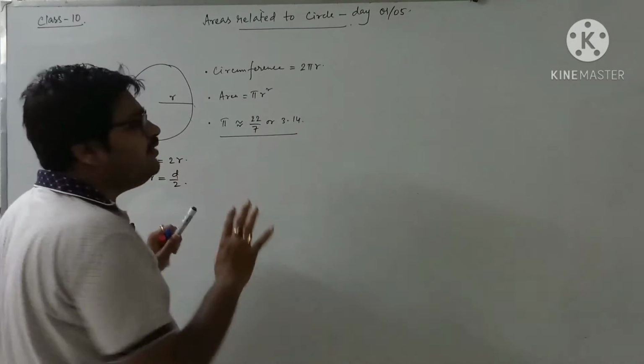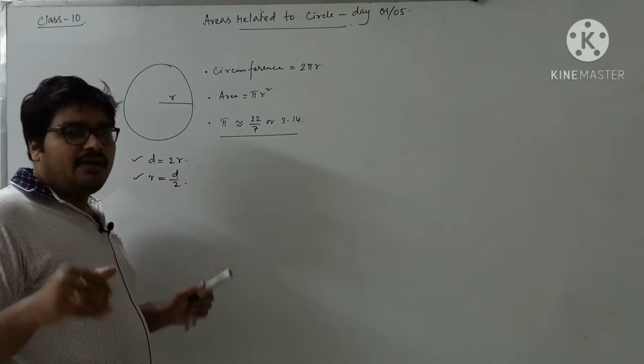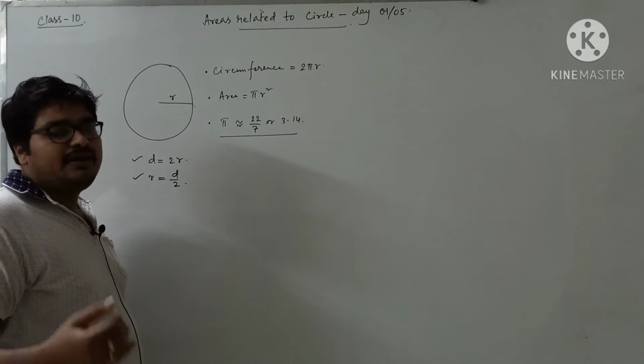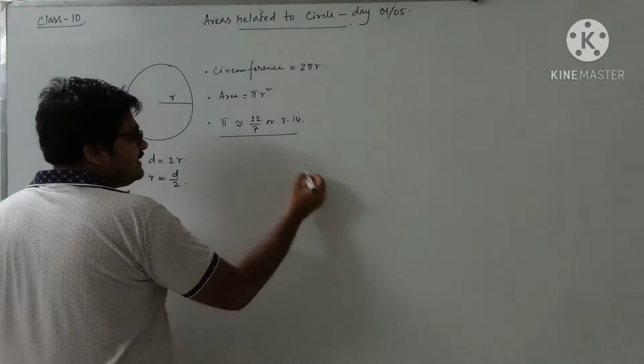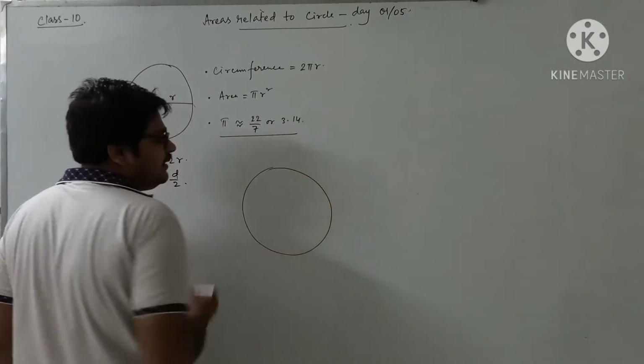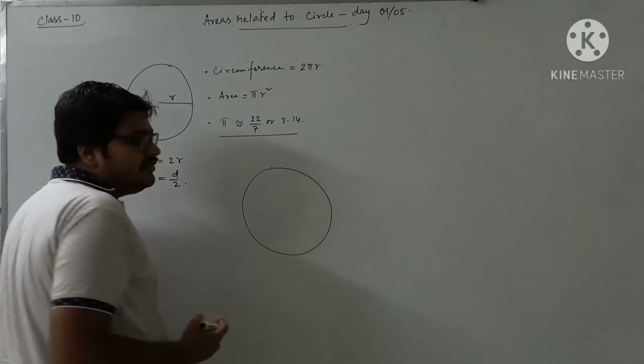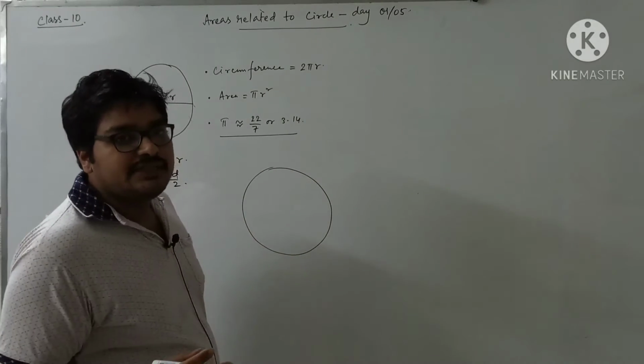So these two formulas you already know. But our class 10 chapter contains a little bit more. What are the things? Suppose there is a circle, and I want to find out the area of a sector of a circle.